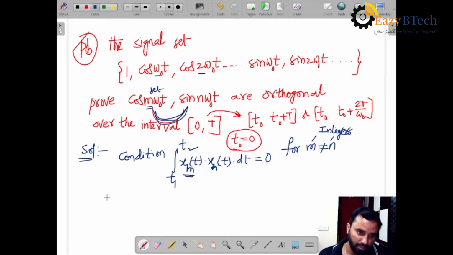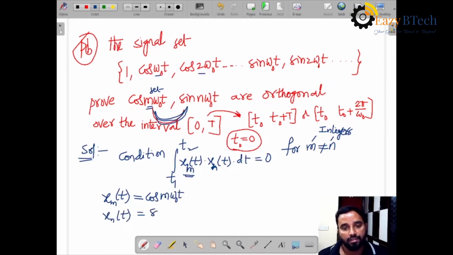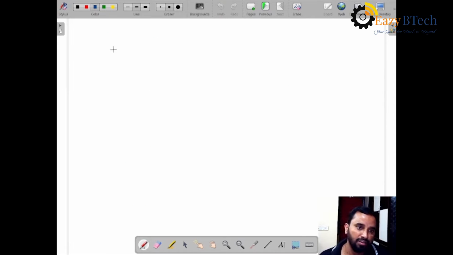So let's see this now. Here xm of t is the cos function, cos m omega naught t, and xn of t is sin n omega naught t. And the limits here: t1 is 0 and t2 is capital T. So go and substitute and do the integration. Now, integral 0 to T of cos m omega naught t sin n omega naught t dt.